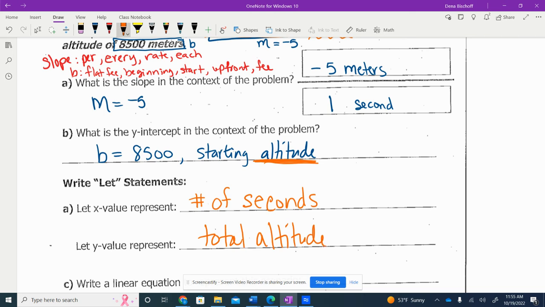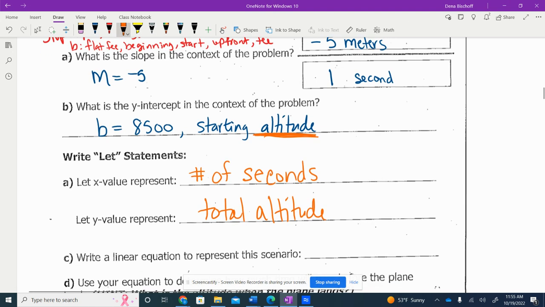So notice we're not using numbers to define our variables. We're actually using words, okay? So now we're going to write our linear equation, and we're going to write it in the form y equals mx plus b because we know what our m is and we know what our b is. So our equation for this scenario is y equals -5x plus 8,500.